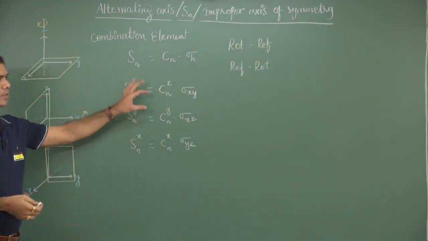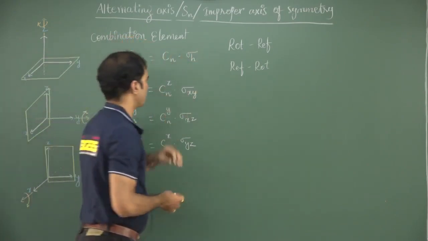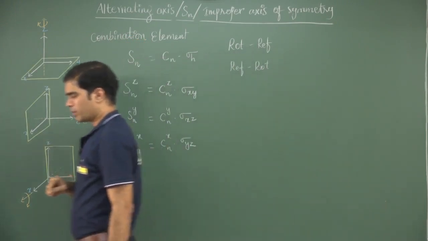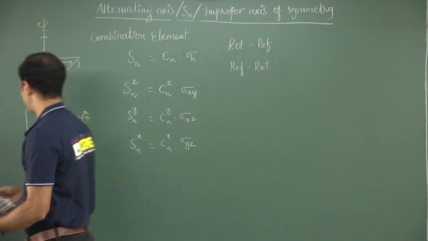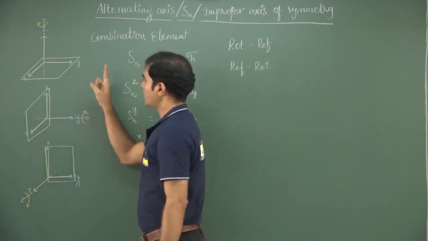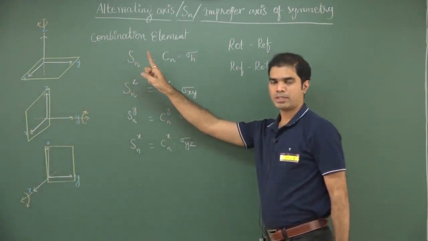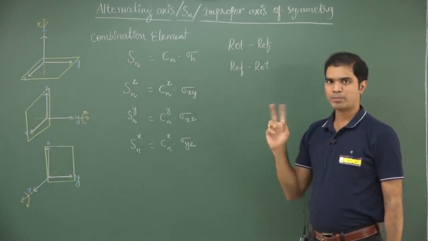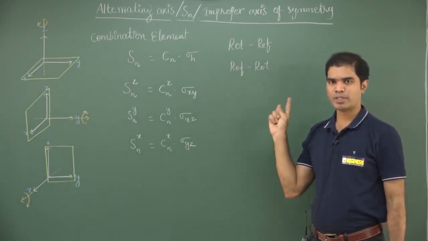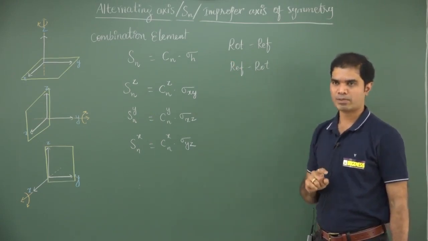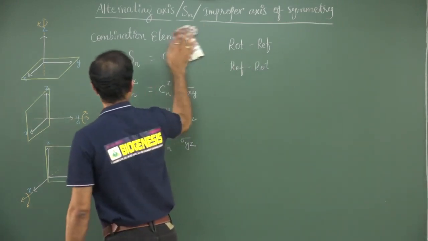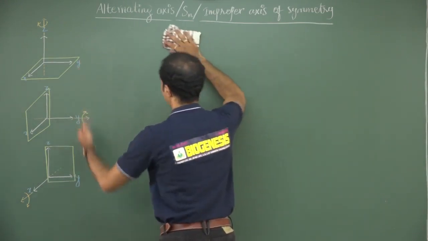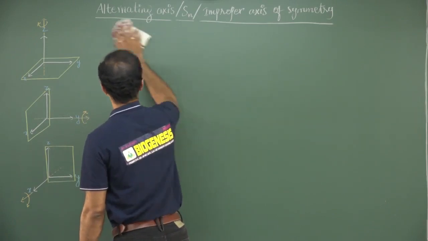How to understand the improper axis of symmetry? I am trying to represent it with the coordinates. As I said, it is a combination element, so no student should make the mistake of taking only one of the operations and then checking for the equivalent configuration. You should never do that. You have to perform both perpendicular operations, and only then check whether the structure is equivalent to the original one or not. What do I mean by it? I will give you some examples and explain, but before getting into examples, try to understand with respect to the coordinates.